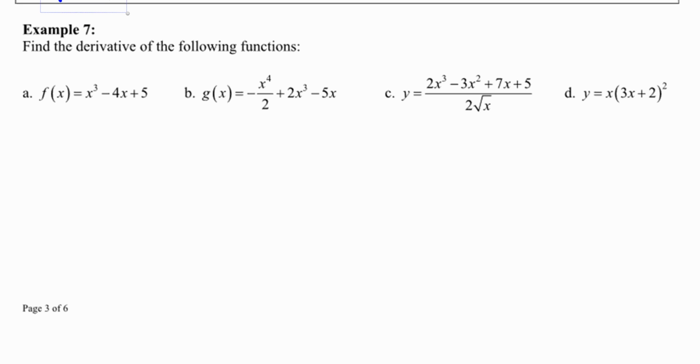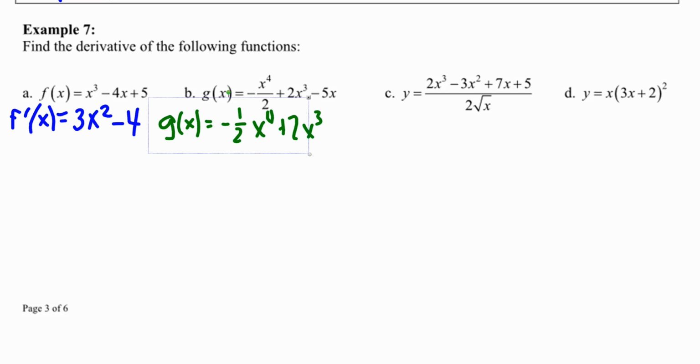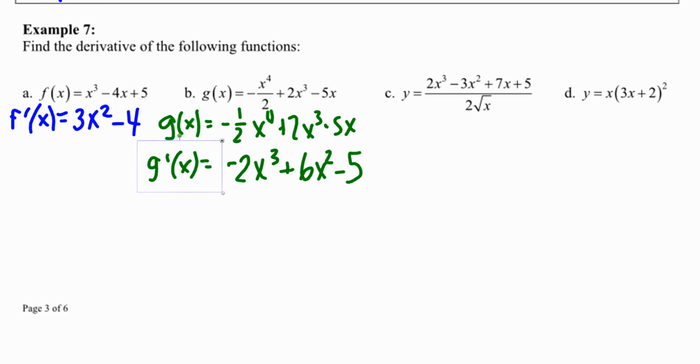So you can do combinations of longer functions now. For this, you just take the derivative of each part respectively. There you go. Okay, that's not so bad. This one, I'm going to rewrite it first because I like the way that looks better than trying to do it myself. Alright, so g prime of x equals negative 4 times a half is 2, x cubed plus 6x squared minus 5. There you go.